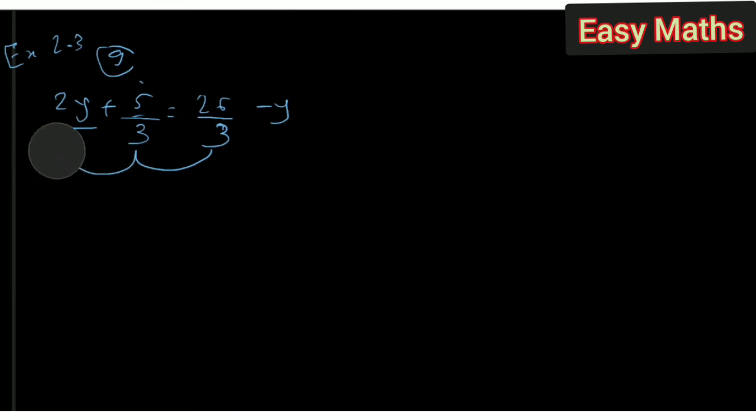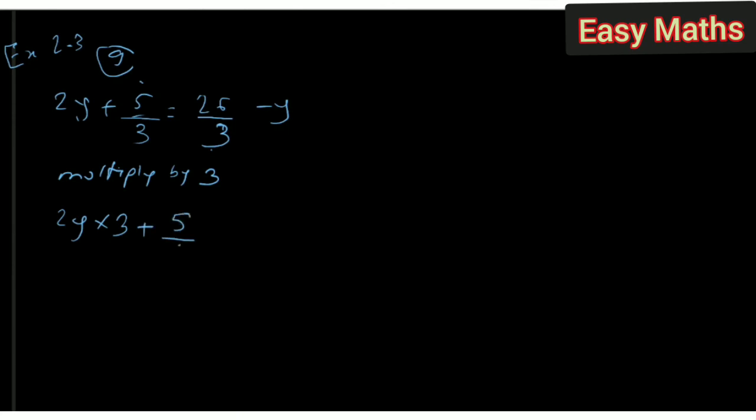I will tell that type of question when we solve the next exercise. Now here we have only 3 in the denominator, so we are going to multiply by 3, so that we don't have any denominator in the question. We have to multiply each term. I am going to multiply each term by 3.